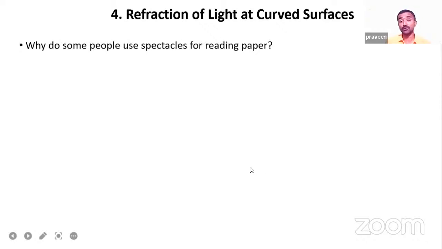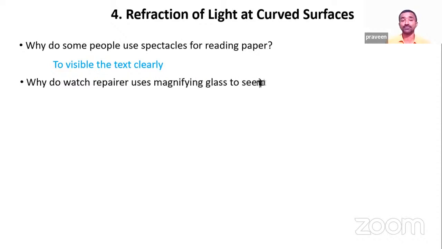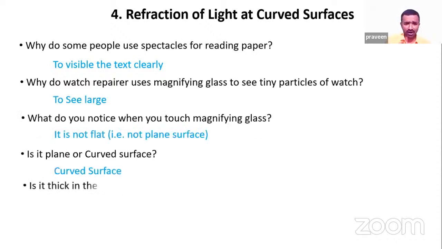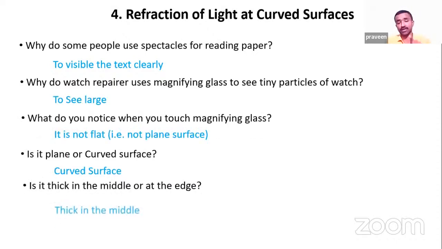Why do some people use spectacles for reading paper? Already we answered. That is to see the text clearly. Then why do watch repairers use them? It is to see the tiny particles, right? So here already we answered. So with that, now we are deciding all these. Whether it is the lenses the watch repairer uses, the spectacles a person uses, or magnifying glasses, all of them have curved surfaces.